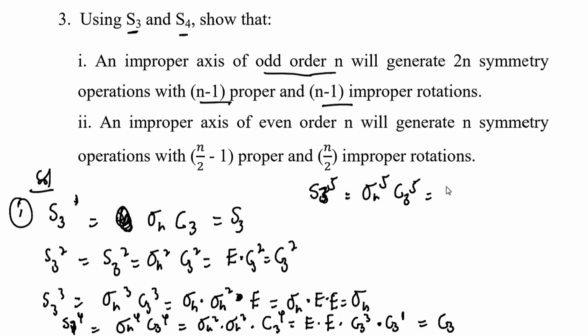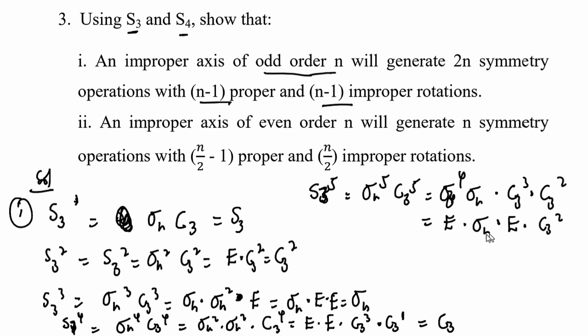So this is going to give us C3^4 and sigma_h, right? And then we have C3^3 and C3^2, right? So this is going to give us identity, and then we have sigma_h. This will give us identity. Then we have C3 squared. So basically we are going to have S3^2, right?